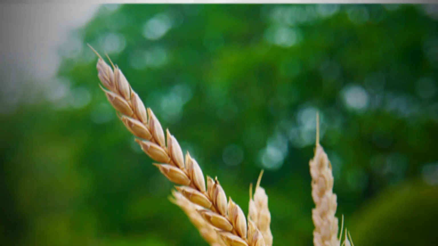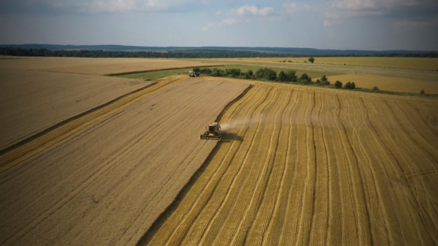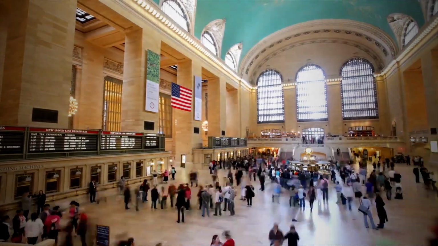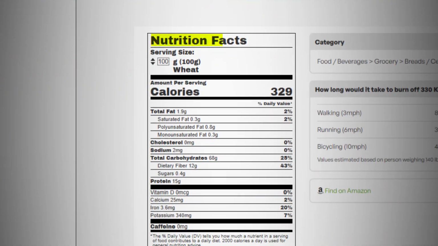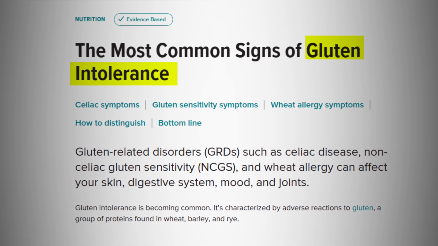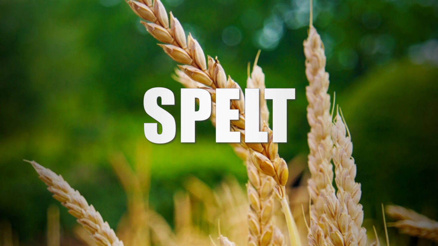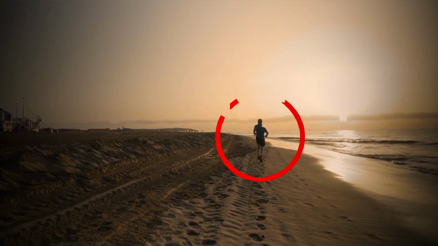The shift from ancient to modern wheat has undeniably brought benefits, such as higher yields and the ability to feed a growing global population, but it has also led to challenges, including lower nutritional value and rising gluten-related health issues. Interestingly, ancient grains like einkorn and spelt are making a comeback, especially among health-conscious consumers looking for a nutrient-dense option.